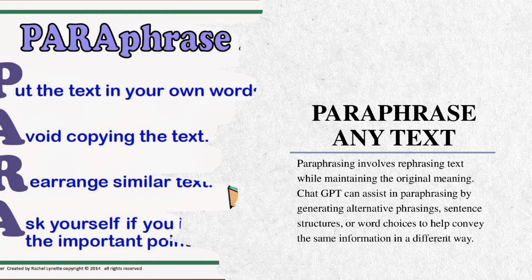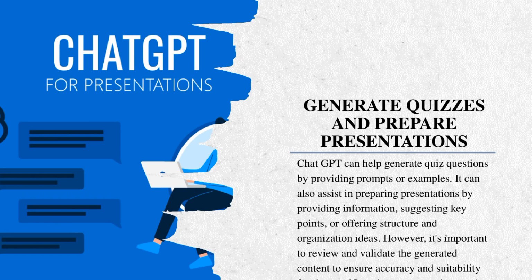Paraphrase any text. Paraphrasing involves rephrasing text while maintaining the original meaning. ChatGPT can assist in paraphrasing by generating alternative phrasings, sentence structures, or word choices to help convey the same information in a different way.